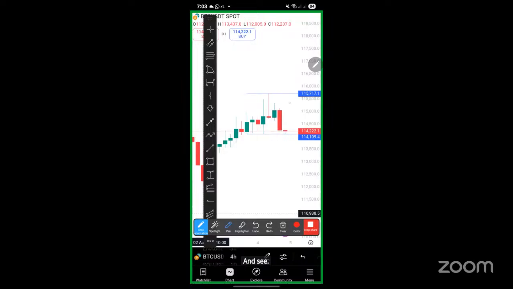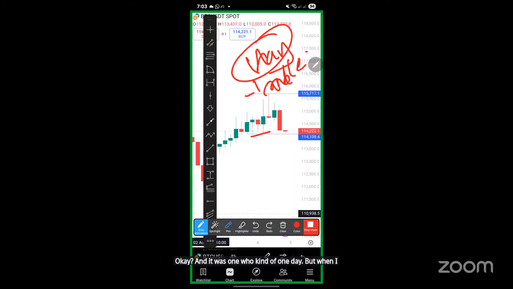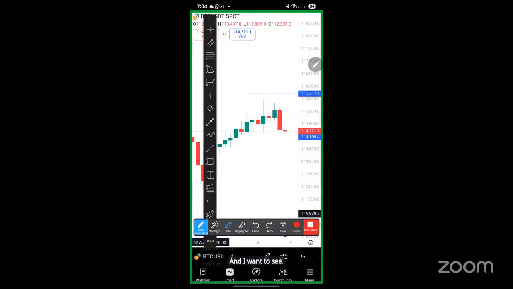Every candle you see here is really a high and low within the 1 day candle. It was 1 candle of 1 day, but when I change that 1 candle of 1 day to many candles of 4 hours, I will get 6 candles, and I want to see how price is behaving within this range.